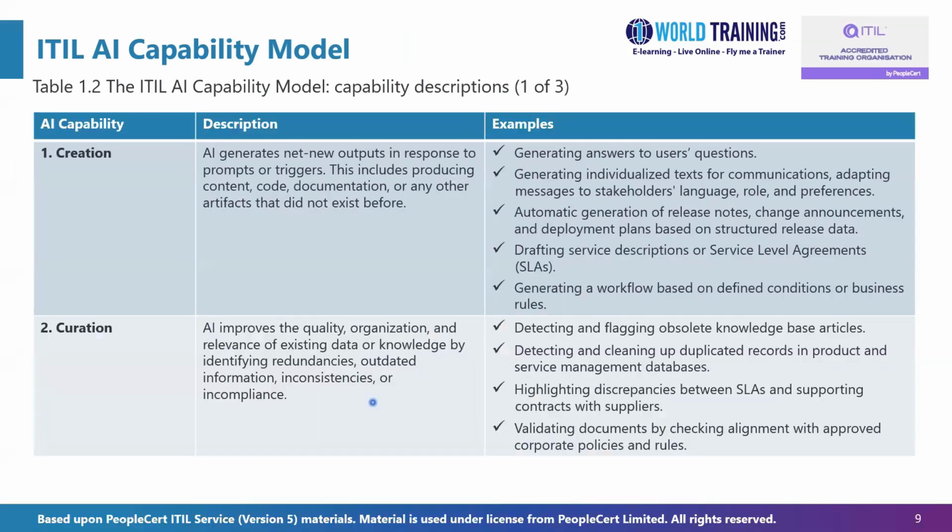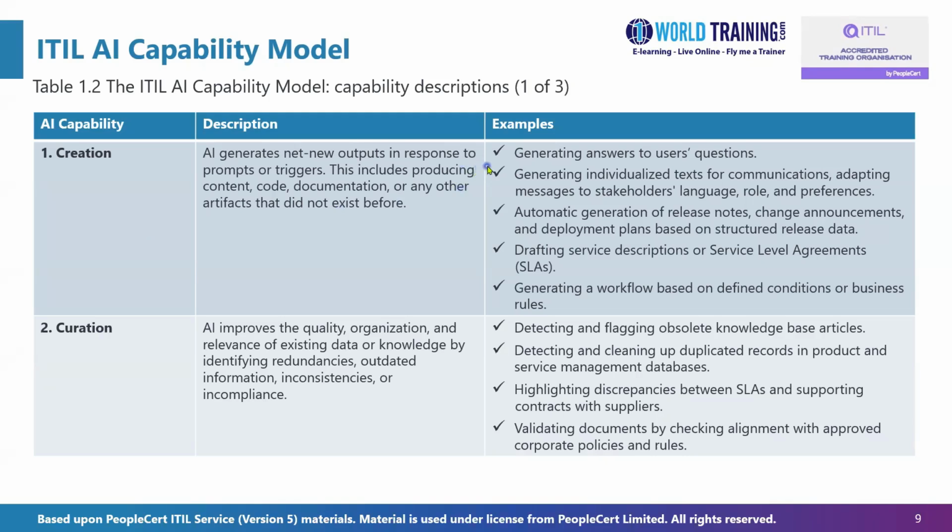So let us take a look at these. So this table is also important, where we have 3 slides coming up. So a total of 6 capability functionalities. First is creation. In this, AI will generate net new outputs in response to prompts or triggers. So, such as producing content, code, documents, or other artifacts that did not exist before. So, get to know this properly, all these 6 functions of AI. So, examples are also here.